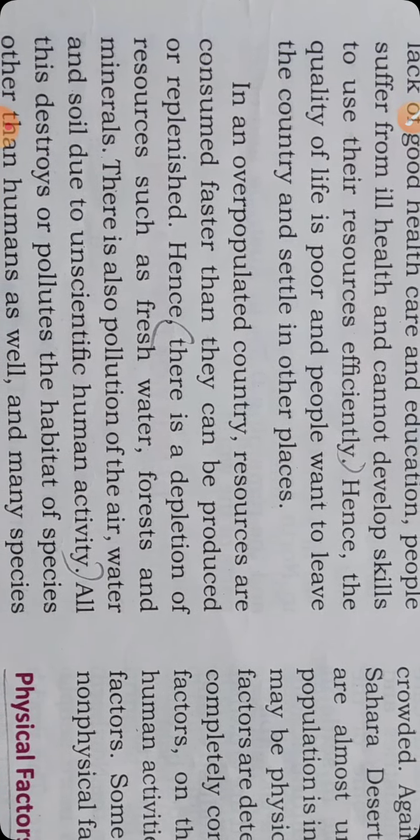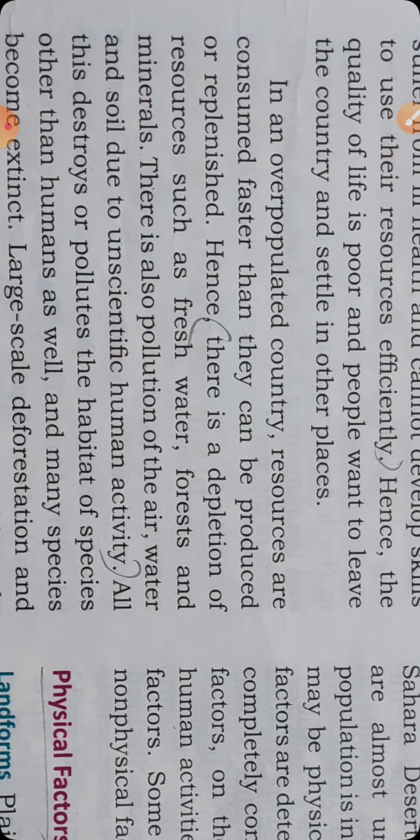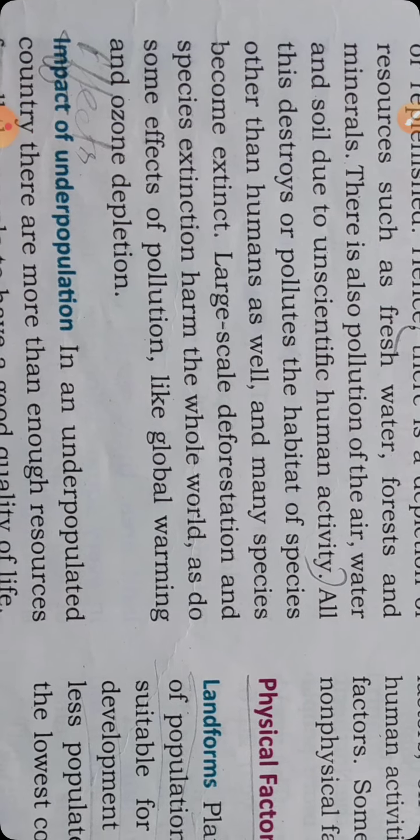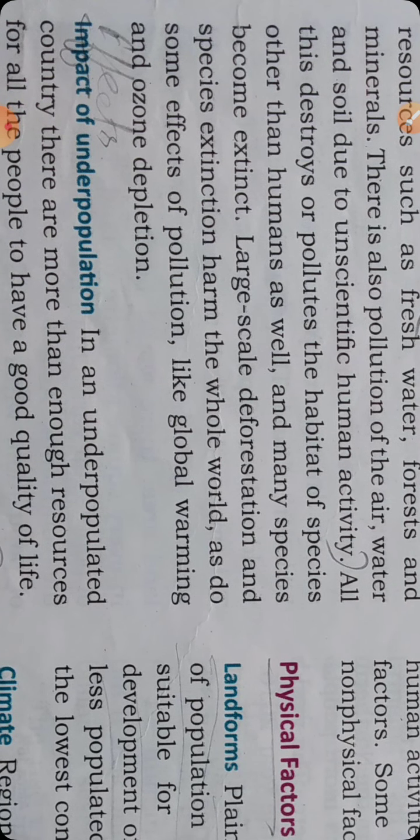In an overpopulated country, the resources are consumed faster than they can be produced or replenished. Hence, there is a depletion of resources such as fresh water, forests, and minerals. There is also pollution of air, water, and soil due to unscientific human activity. All this destroys the habitat of species other than humans as well, and many species become extinct. Extinct means they vanish. Large-scale deforestation and species extinction harm the whole world, as do some effects of pollution like global warming and ozone depletion. So this is what is happening in the overpopulation situation.